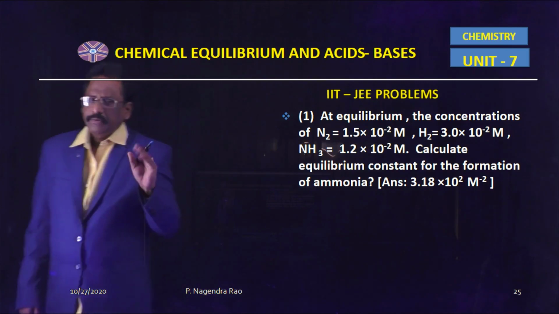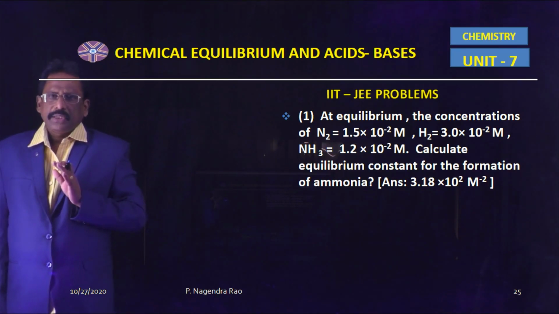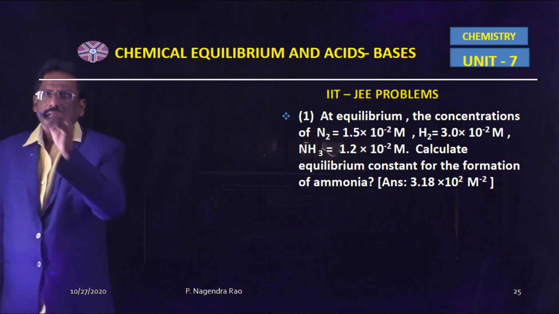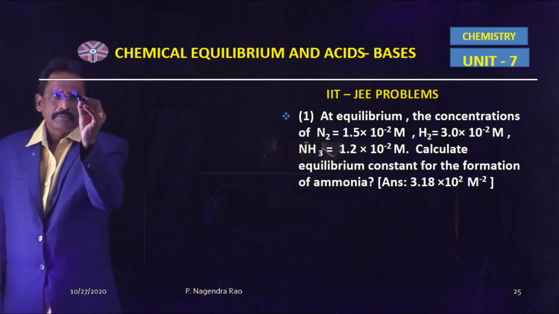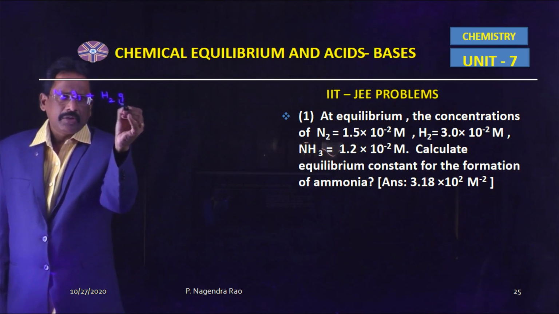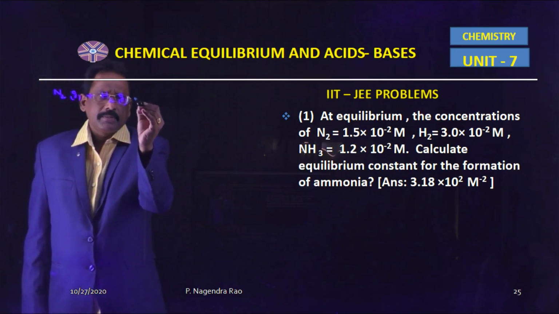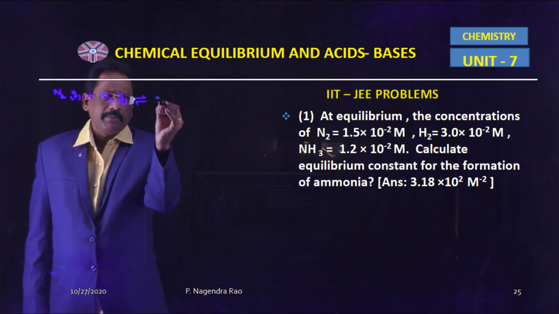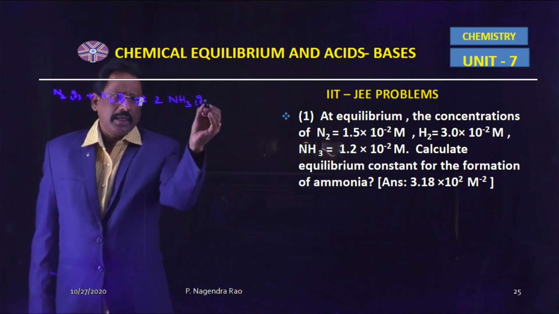First write the dynamic chemical equilibrium reaction for the formation of ammonia gas. When nitrogen gas combines with hydrogen gas in a closed system, it is in dynamic equilibrium with 2 moles of ammonia gas.